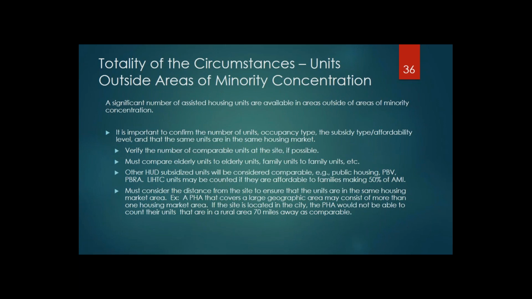And while the proposed site was in an urban area in the middle of the city, the comparable units were out 70 miles away in a more rural desert area. So once we looked at that fact, even though we would normally count other units in the PHA's portfolio as being comparable, in this case, because they were over 70 miles away, we determined that they were not in the same housing market area and therefore could not be counted as comparable.